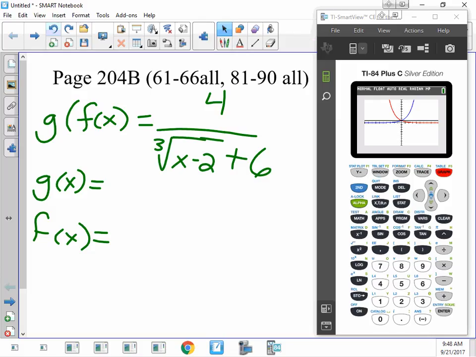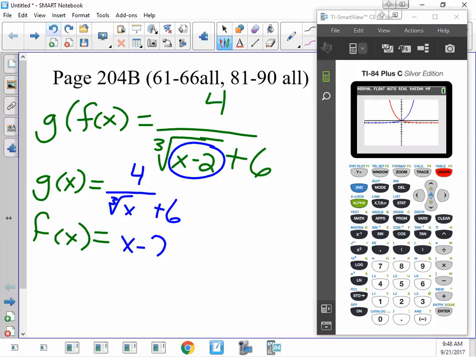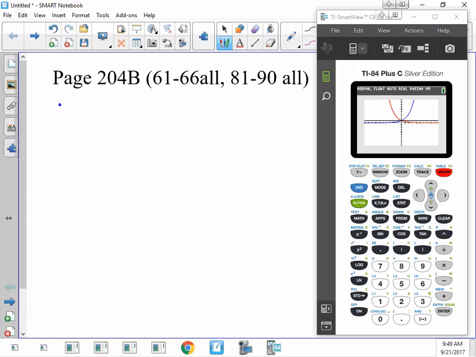So what we've done, we've called this x, and that worked. We've called this x, and that worked. We could call that x. That would also work. So 4 over the cubed root of x plus 6, in which case f of x would be x minus 2. Yeah, there are usually multiple correct answers. And actually, you could get way more complicated and have things cancel, but you're not going to figure that out, so we won't do it. Okay, let me try one more.